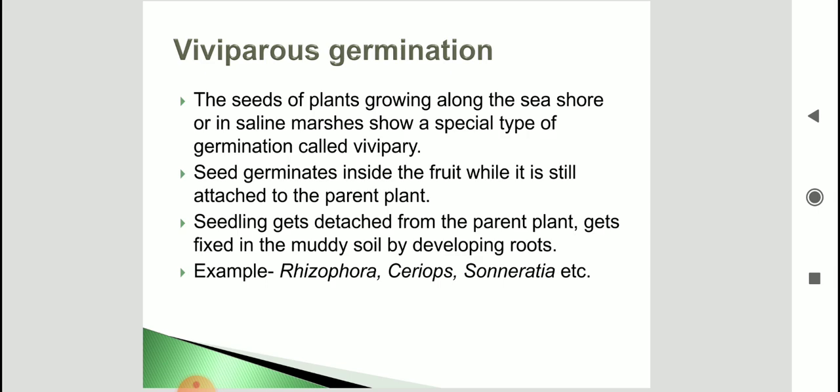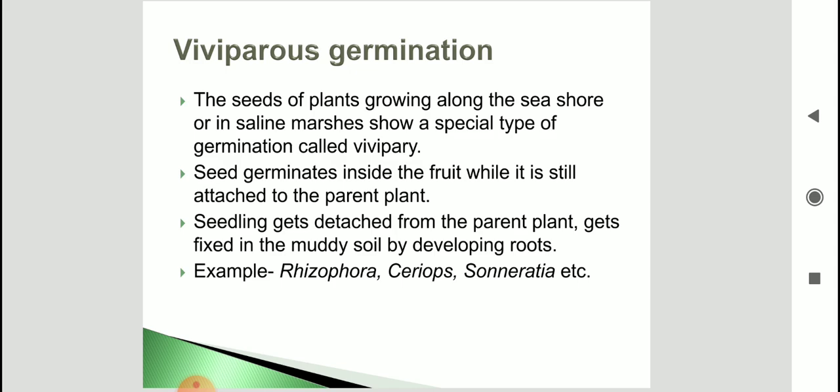The seed germination begins inside the fruit when the fruit is still attached to the parent plant, and when the seedling stage comes, the seedling is dropped in the ground and anchors itself with the help of the initial roots, and the seedling then develops into a plant. That is why it is known as viviparous germination, because the seed is not falling and getting germinated. Instead, the seedling falls down, anchors itself to the muddy soil, and then develops into a plant.